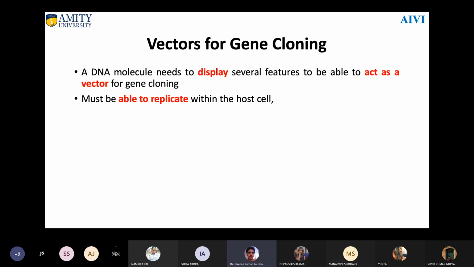Okay. So if the cell is going to replicate, then what is going to happen? Then the next generation is not going to have the vector DNA within it. So if the next generation does not have the vector DNA within it, then it's not going to be a vector. It was just a DNA, and that DNA you transferred, and it stayed in the cell for a certain time, and when it replicates, it is lost.